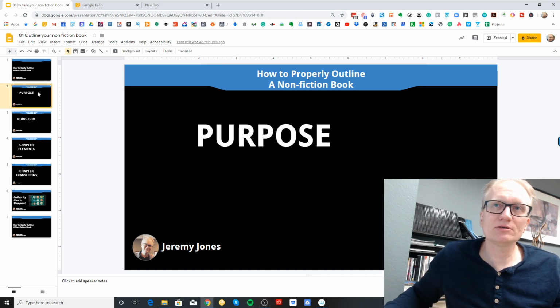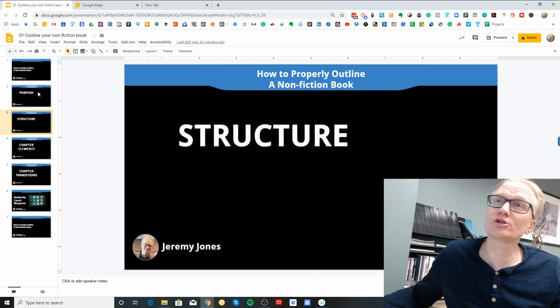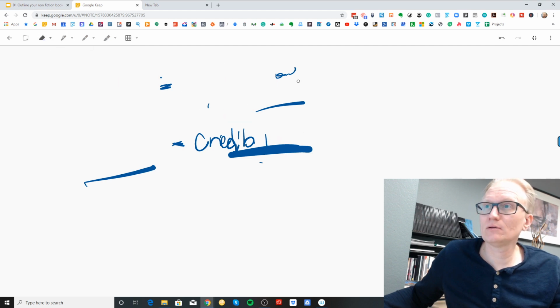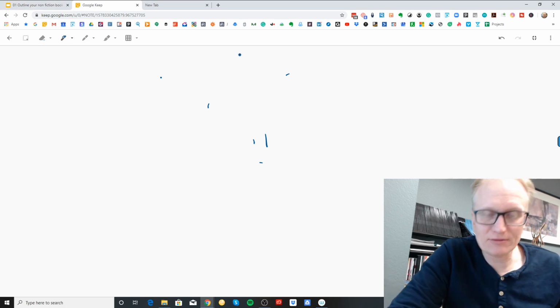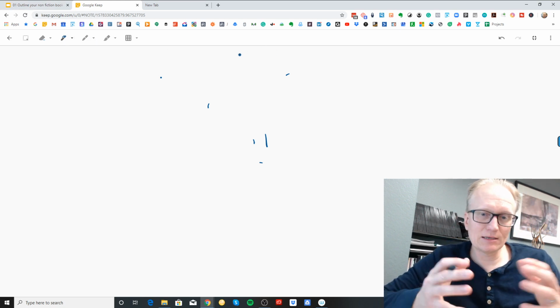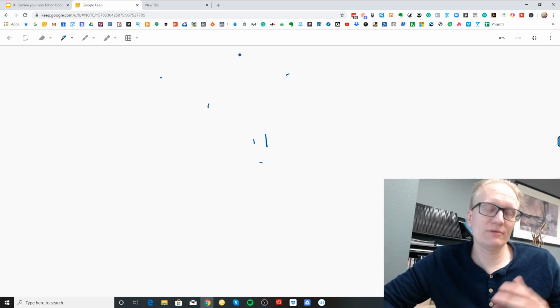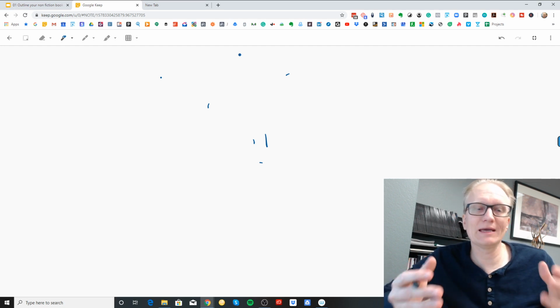The next thing to easily outline and structure a nonfiction book is to look at the structure itself. When we're looking at book structure, I like to think of it like the skeleton of a body. A great example I like to share with many of our clients is sculpting a sculpture.